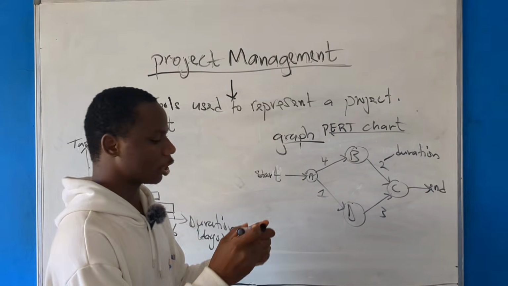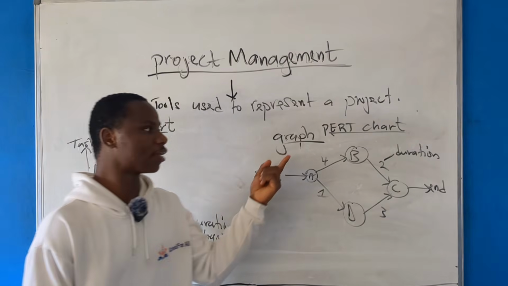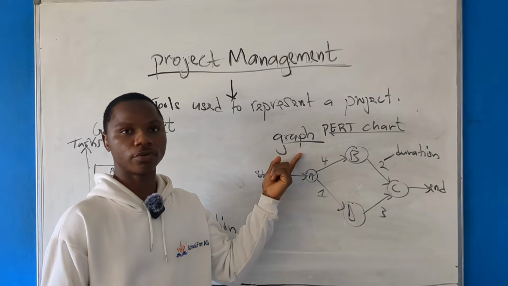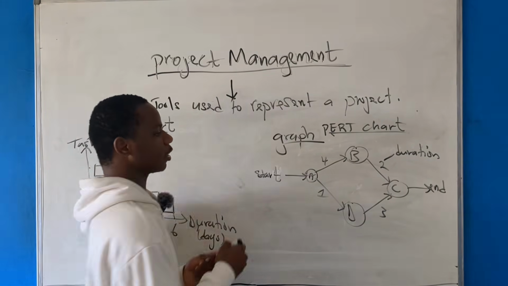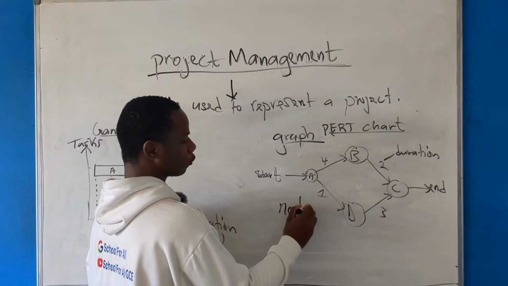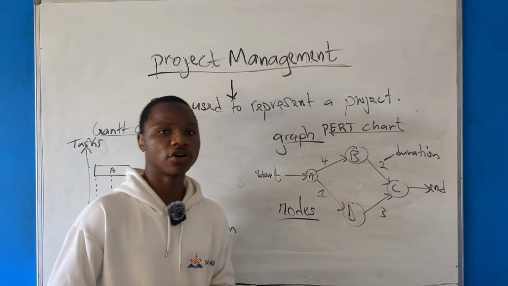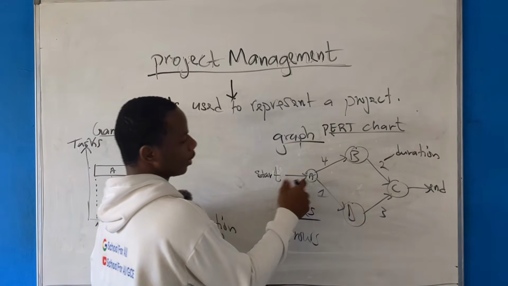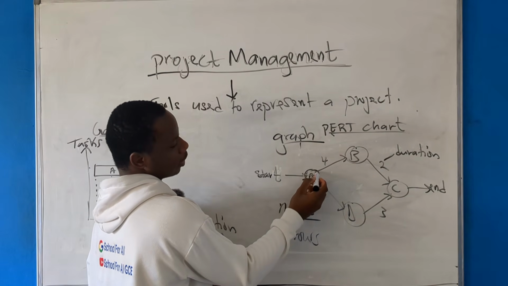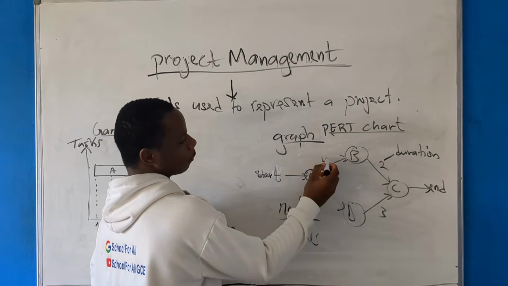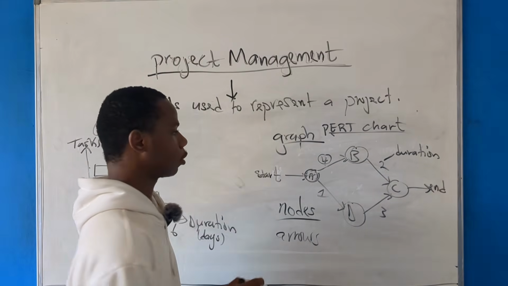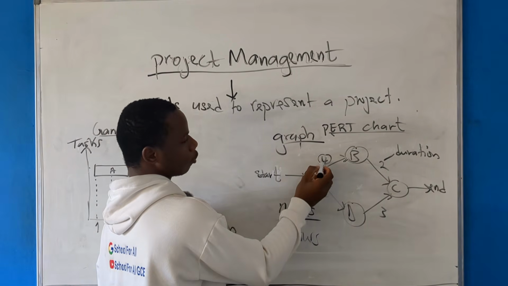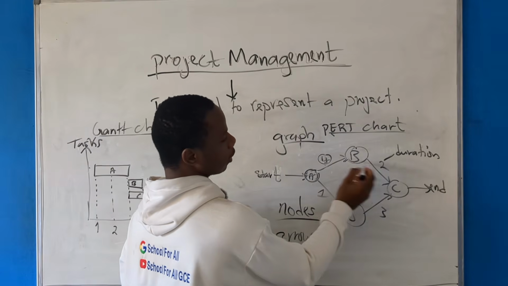So when you are defining a PERT chart, you'll be saying that a PERT chart is a graph network diagram used to represent a project where tasks are represented using nodes, and durations are represented using arrows, as you have seen here. Like here, this task A. The arrow starting from A to B is representing the duration of task A. Take note. So A here is taking how many days before completing? 4 days. B is taking 2 days.